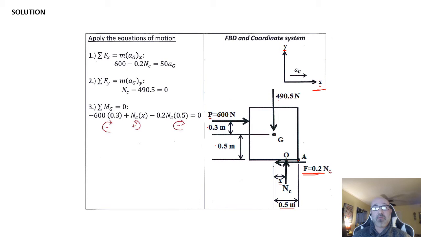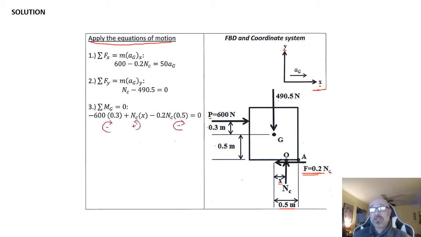So I have a lot of information here. I have my weight force, my external force P, and my normal force and my frictional force right there, and all the associated dimensions and locations of those. So that's going to be very important as I start out by creating my equations of motion. So the first thing I want to do is separate them out. Three different things: my summation of forces in the x direction, summation of forces in the y direction, and my summation of moments about G.